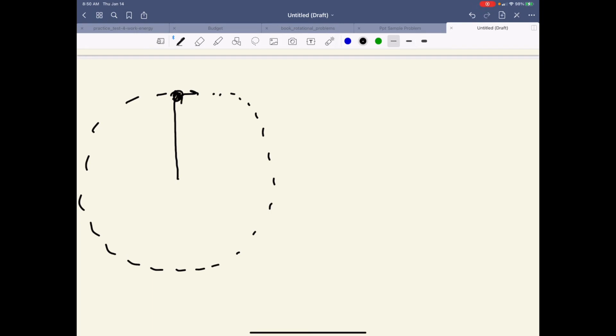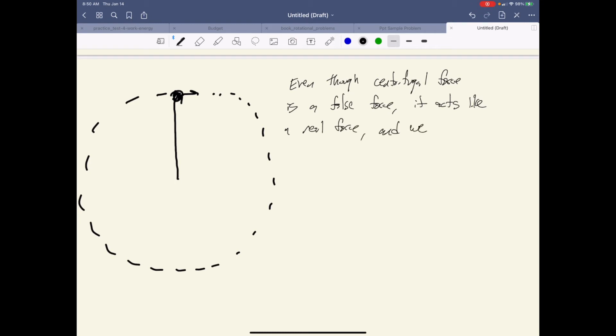Now here's where it gets a little interesting. Even though centrifugal force is a false force, it acts like a real force. And this is the crazy part, we will actually calculate it as if it was a real force.